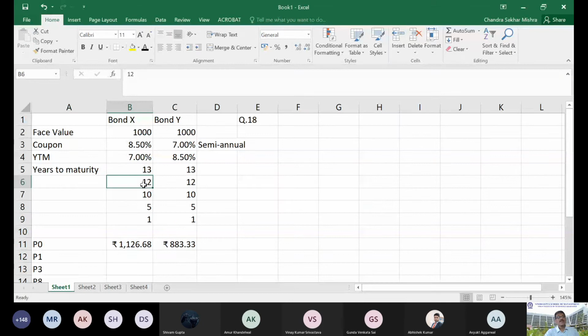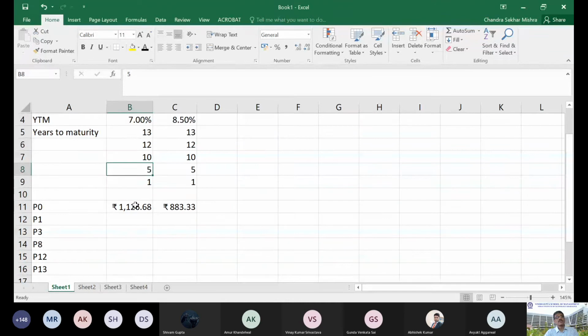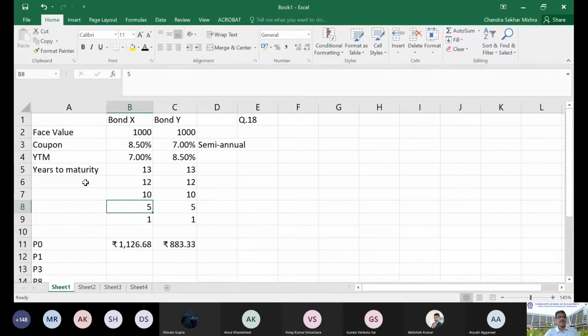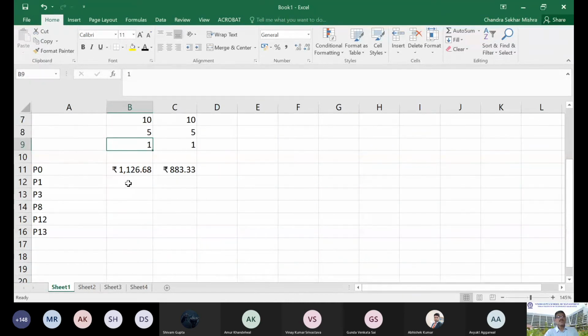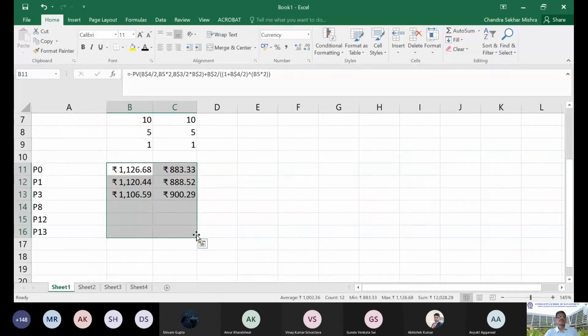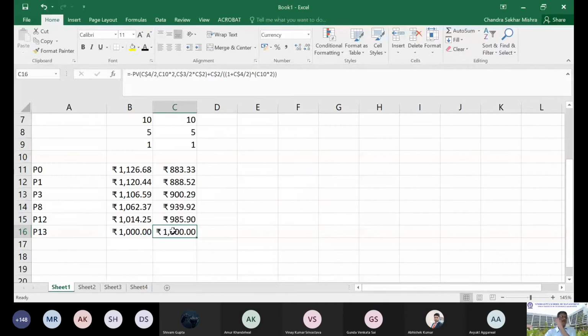Similarly, at the end of the third year, what is the value? 10 years left to maturity. At the end of the 8th year, what is the value? 5 years to maturity. So now you are finding P1. I have set the formula in such a manner that if I drag it, I get these values. Now tell me what is happening here.